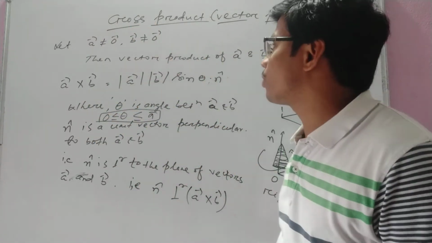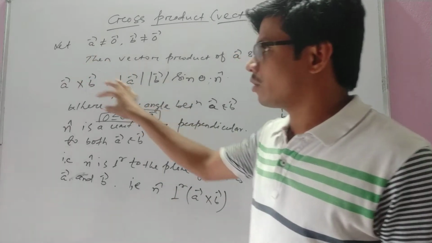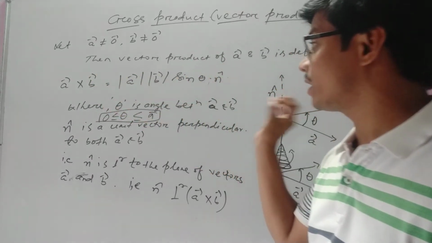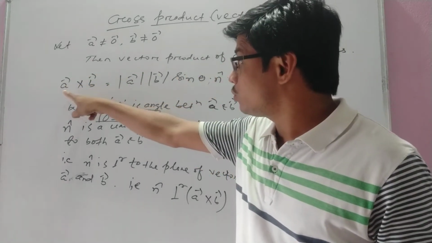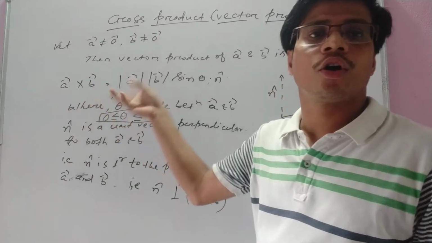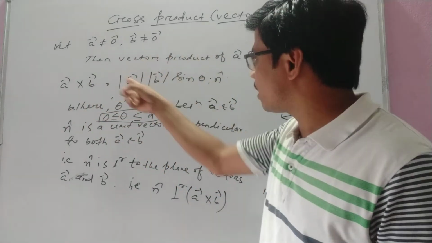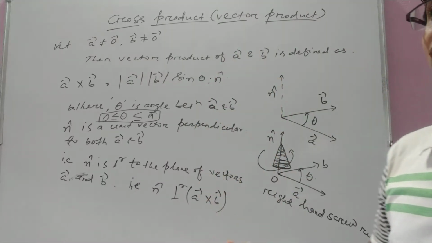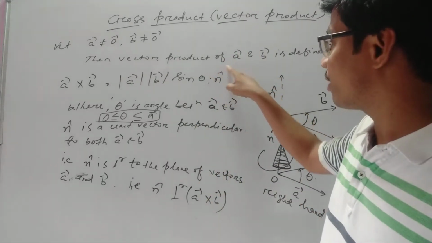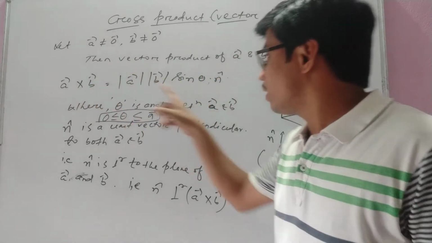Why do we say vector product? Because the resultant output of the product of these two vectors is a vector. This is a vector because here n cap is a vector which shows the direction of the vector, and the magnitude is this.